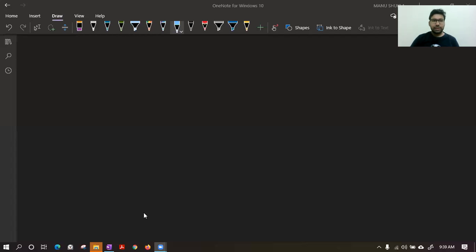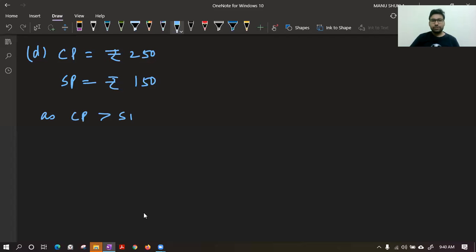Okay, now let's take a case of loss. The D part. A skirt bought for rupees 250 and sold at rupees 150. So very simple. This time the cost price is more, rupees 250, because you are purchasing the skirt at this price and you are selling it for rupees 150. So it is a loss. So we will write as CP is more than SP, therefore loss.